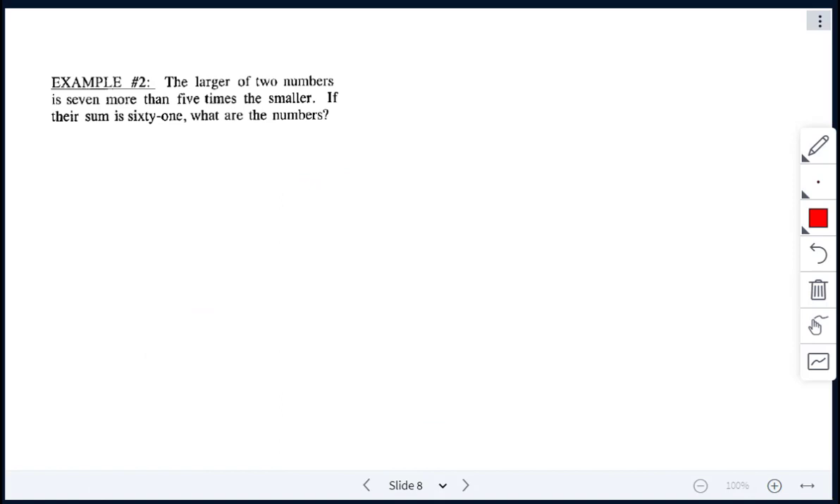Okay, so this next example, we have 2 numbers. This time we have the larger of 2 numbers is 7 more than 5 times the smaller. So if their sum is 61, what are the numbers? So we're looking for 2 numbers. All right, so just like before, we're going to set our variables. So our smaller number is just going to be called x.